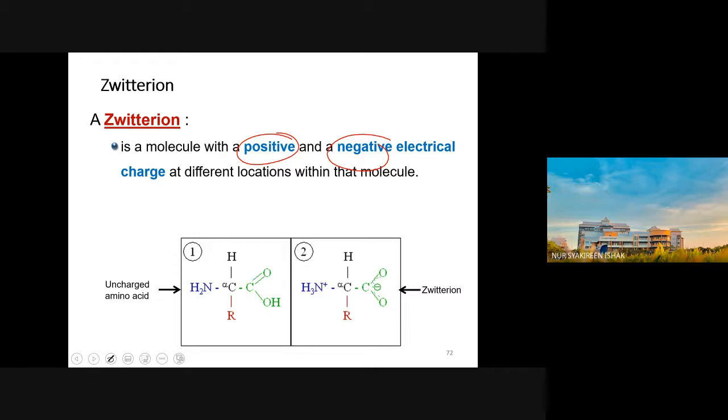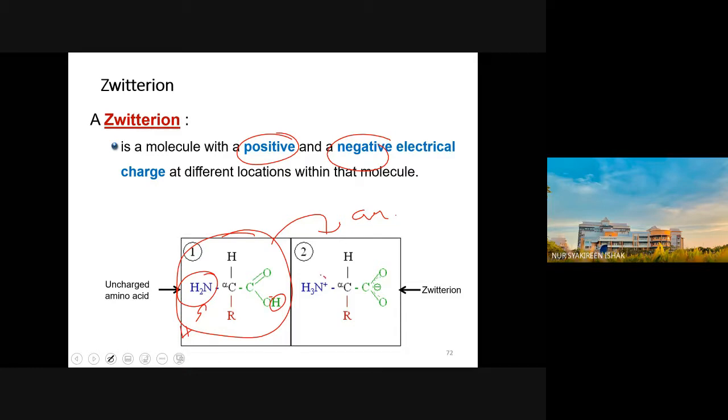Earlier, this is the standard uncharged amino acid. So when the amino acid is in aqueous solution, the amino group will be accepting hydrogen ion. The carboxyl group is releasing hydrogen ion. So the amino acid will be ionized. So the amino group will become NH3. The carboxyl group will become COO negative. So that is zwitter ion, a molecule having both positive and negative charge.